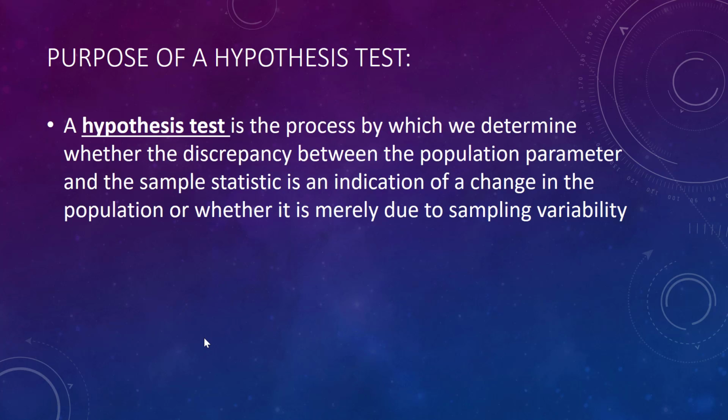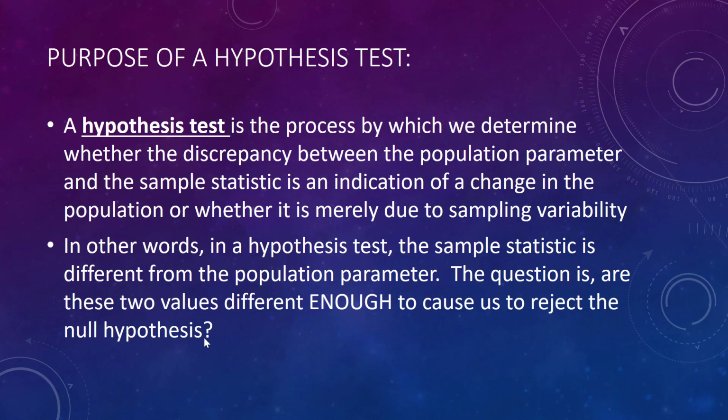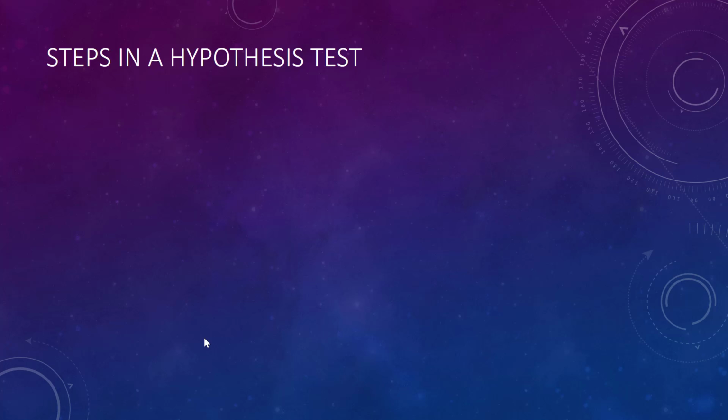A hypothesis test is a process by which we determine whether the discrepancy between the population parameter and the sample statistic is an indication of a change in the population or whether it is merely due to sampling variability. In other words, in a hypothesis test, the sample statistic is different from the population parameter. The question is, are these two values different enough to cause us to reject the null hypothesis?